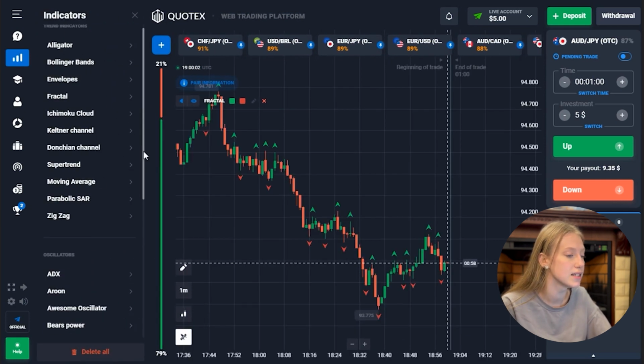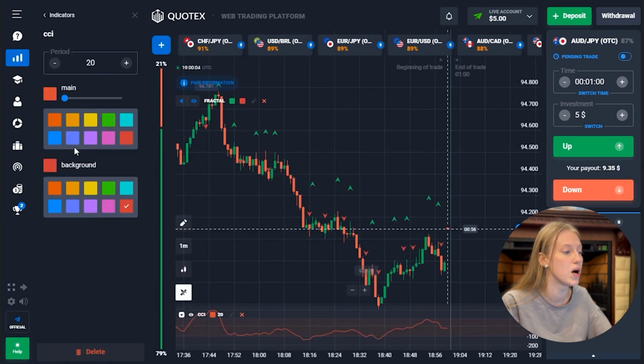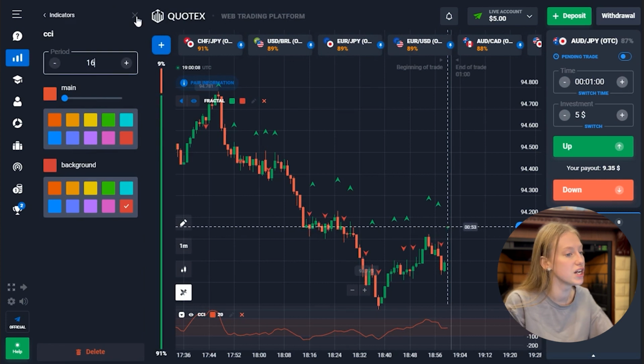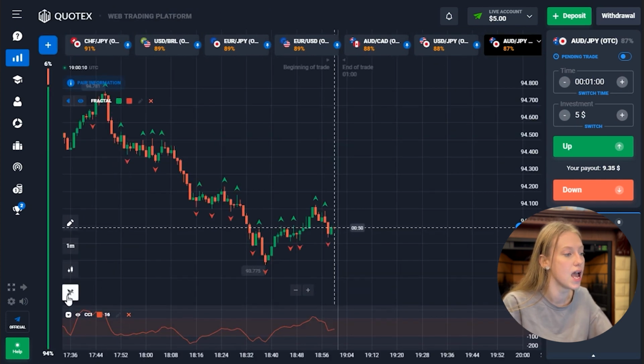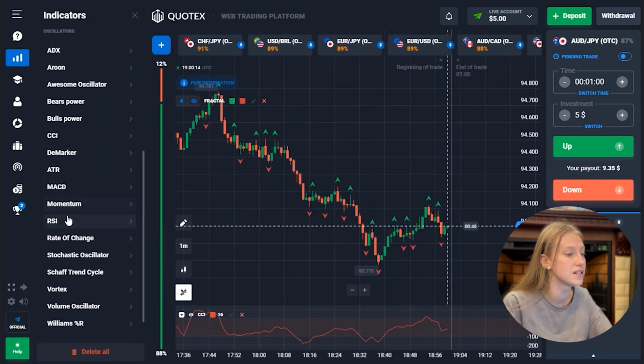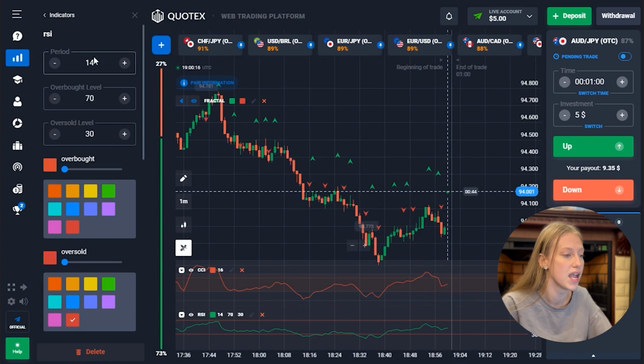The next indicator that we will use in this 1-minute strategy is the CCI indicator. We will change the period to 16. And to see really great entry points, I'll add another RSI indicator. I change the period to 4.